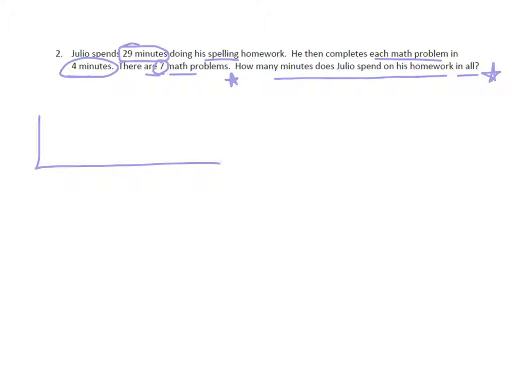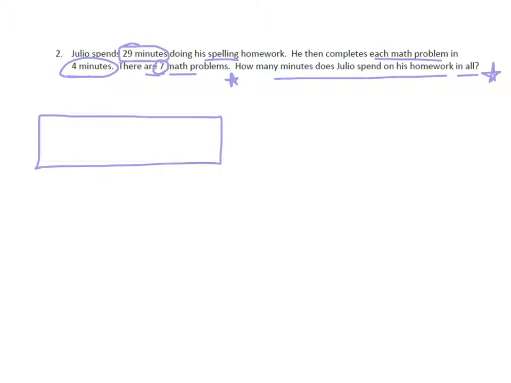Now let's take a look at number 2. It says Julio spends 29 minutes doing his spelling homework. He then completes each math problem in 4 minutes. There are 7 math problems. How many minutes does Julio spend on his homework in all? So the first thing I need to do, you guessed it, draw a tape diagram.